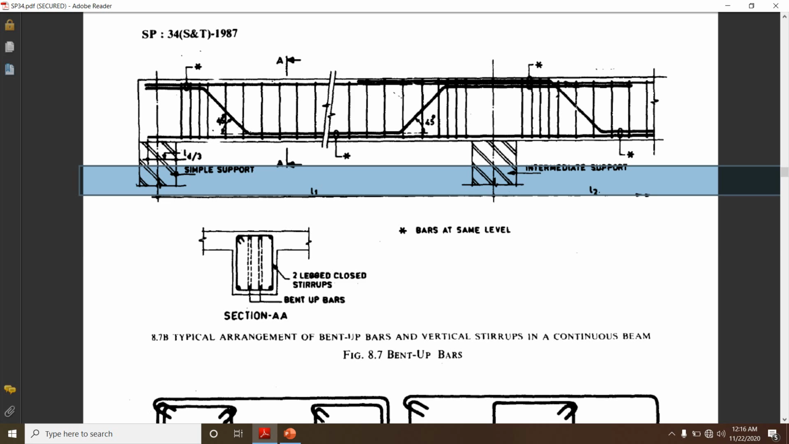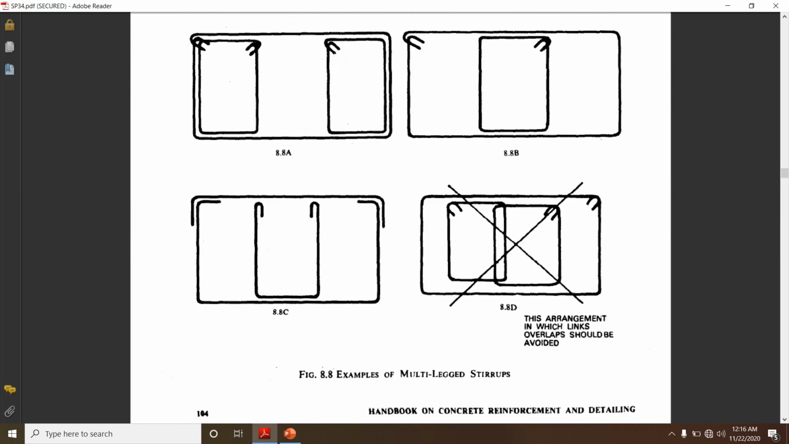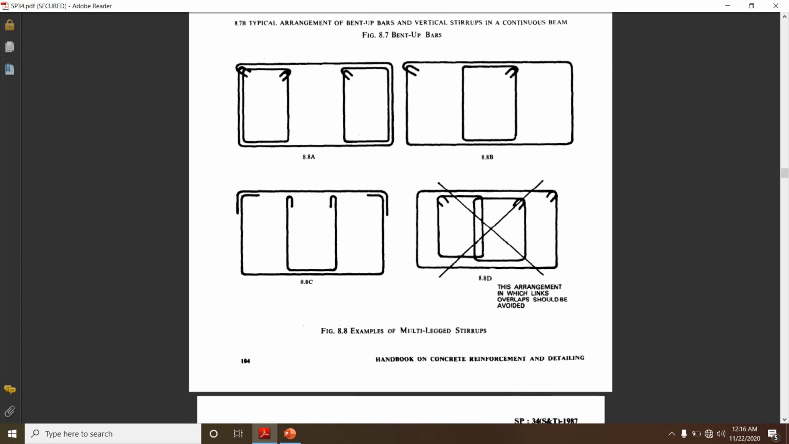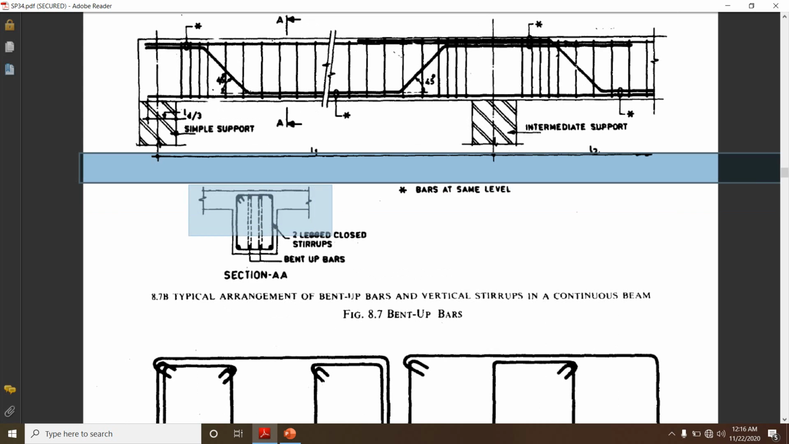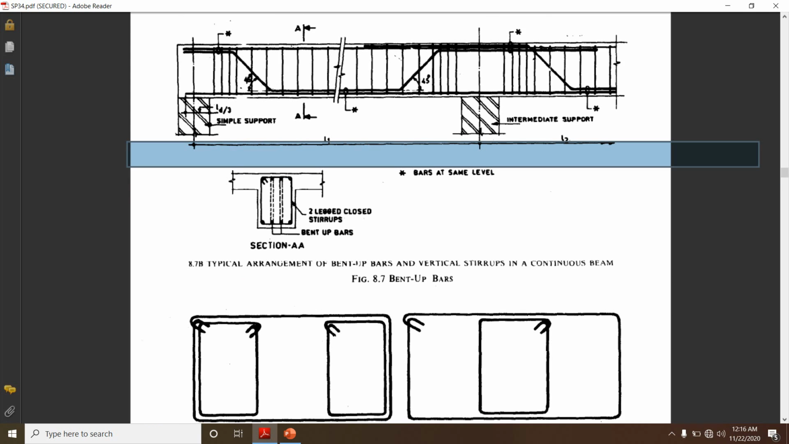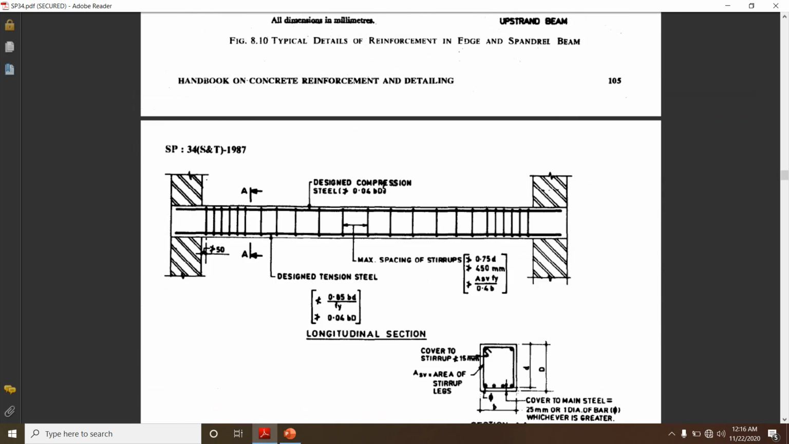Then next, if you see here, they have given these bars at the same level. Then next, when you cut the section, this is the section which is visible to us. Then next we will go to the other detailing part.